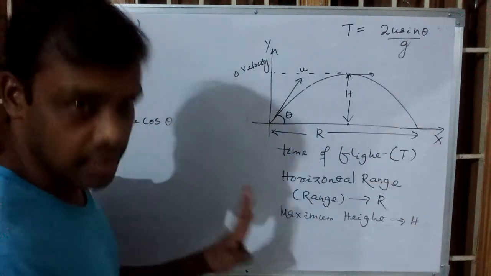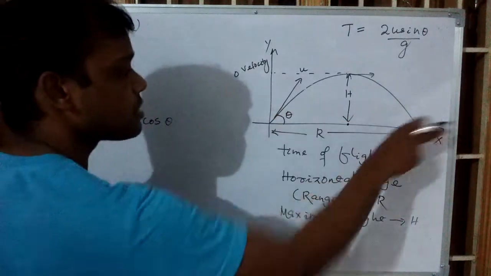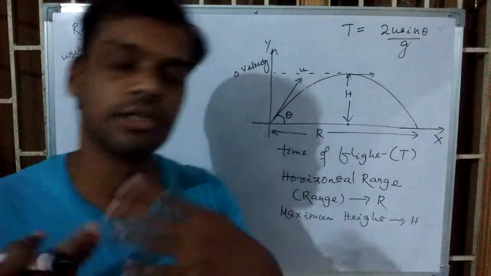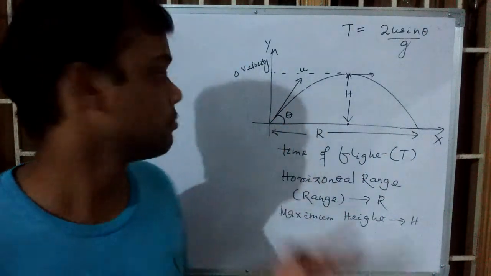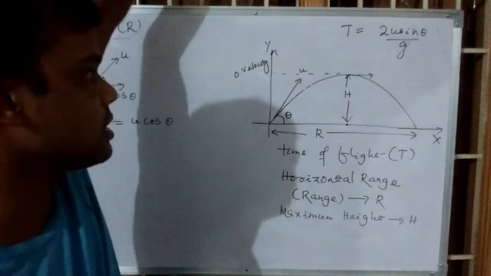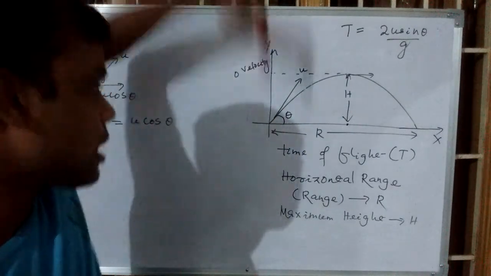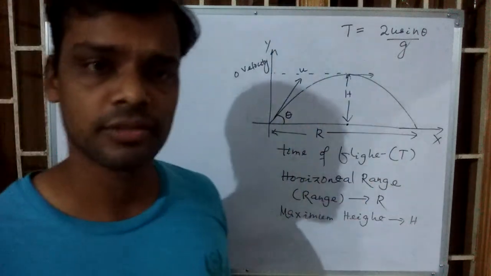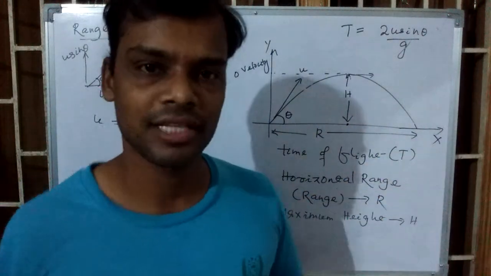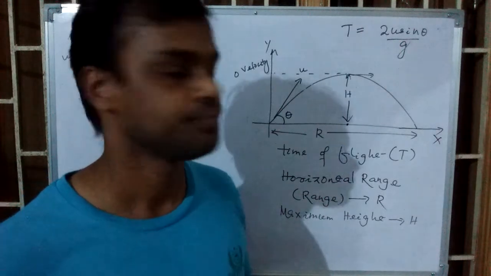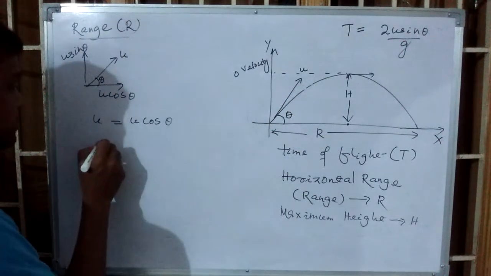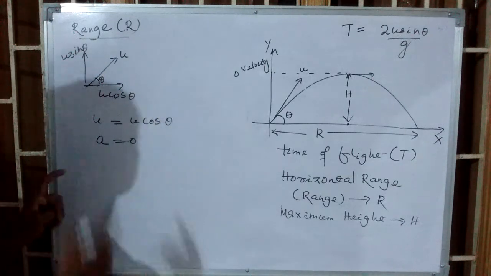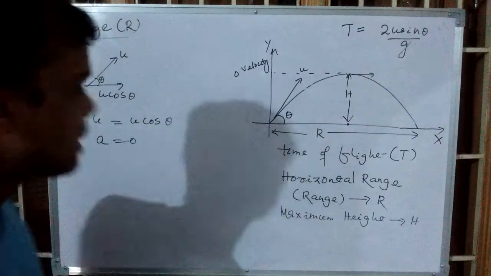I don't know what is the final velocity, but what is acceleration in this direction? In horizontal direction, acceleration due to gravity does not act at all, because acceleration due to gravity is always in vertical direction. If you go downward, it is positive, that is 9.8. If you go upward, it will be minus 9.8. But what is the value in horizontal direction? Nothing, 0. That means in horizontal direction, acceleration is 0. If acceleration is 0, then velocity will never change. That means this is a constant.